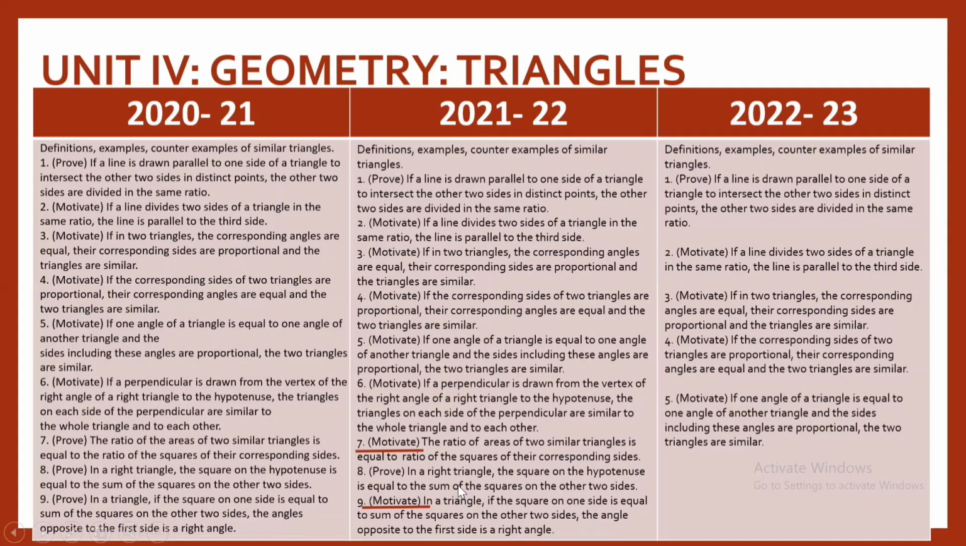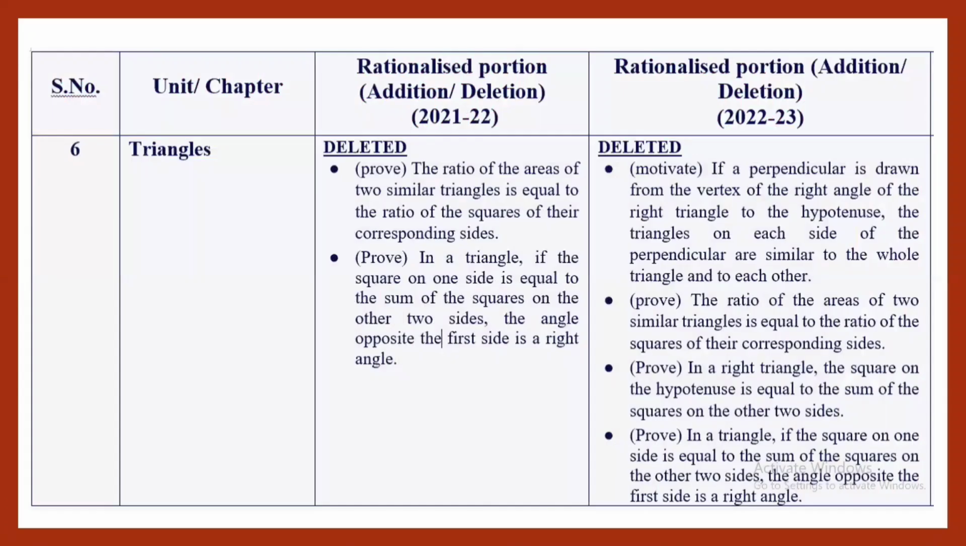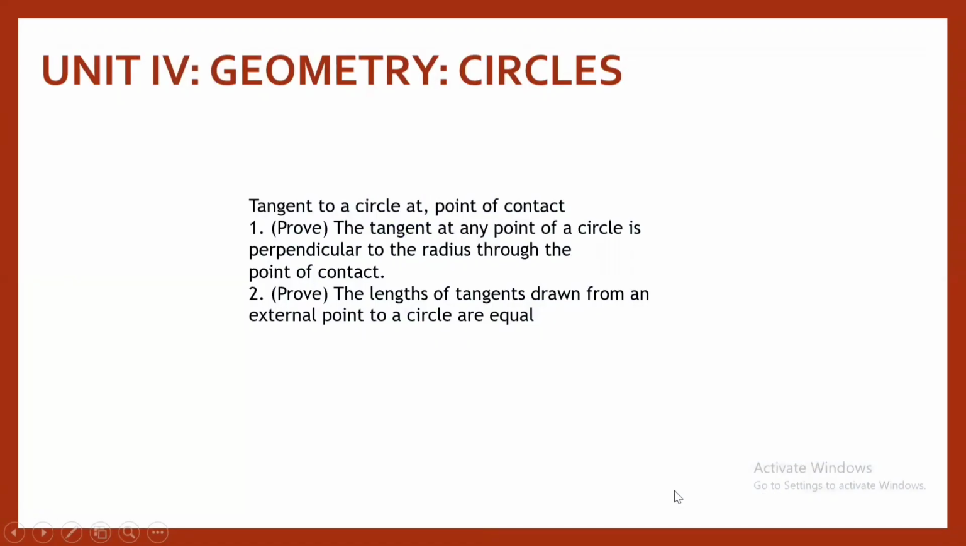That means the last two exercises are completely not to be done. The exercise based on the Pythagoras theorem and the exercise based on the theorem that the ratio of the areas of two similar triangles is equal to ratio of the squares of the corresponding sides. They all need not be done. That means 6th gone, 7th gone, 8th gone, 9th gone. So what all has been deleted now? If you see in the session 22-23, complete all these 4 theorems, they are no longer there as a part of your syllabus. Okay.